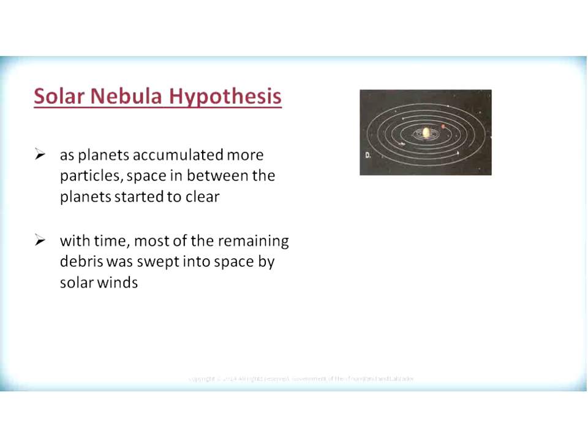Stage 4 of the solar nebula hypothesis states that planets accumulated more particles. Space in between the planets started to clear. This clearing of the remaining dust and debris was primarily due to solar winds, which swept the dust and debris away in space. And in the final stage, we see the Sun at the center of our solar system with our orbiting planets and stellar objects rotating around.